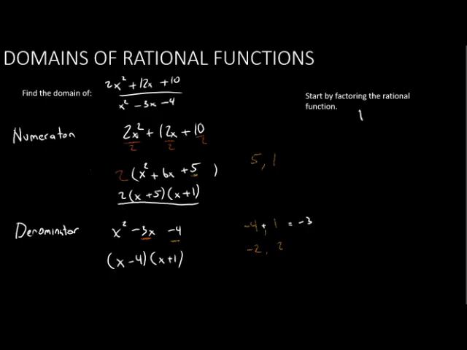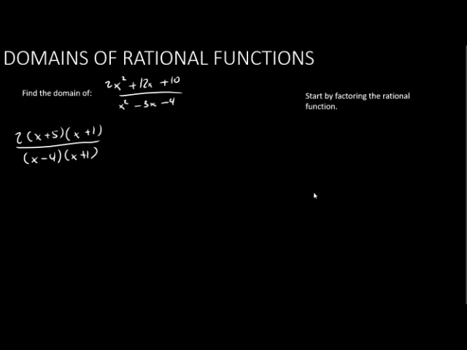Therefore, when we write our factored form, we will have 2 times x plus 5 times x plus 1 divided by x minus 4 times x plus 1. This will be the factored form of this rational function, and now we can find the domain based on this on the next slide. To find the domain of this rational function, we must set the denominator not equal to 0, because that's the rule for fractions.